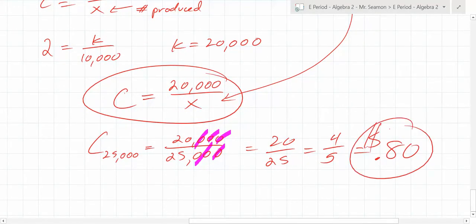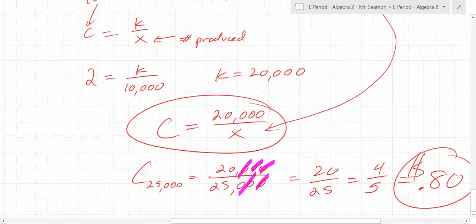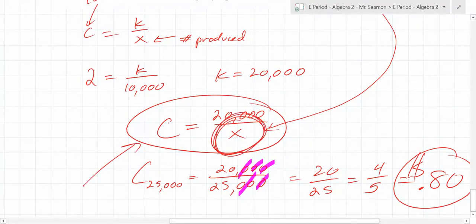80 cents. So what happens to the cost per syringe as you make more of them? It goes down. Can it ever get to 0 with this function? So as x gets bigger, what happens to the cost? As x gets bigger, the cost goes down, but can you ever get to 0? No, because 20,000 over a number is always not going to be 0, right?